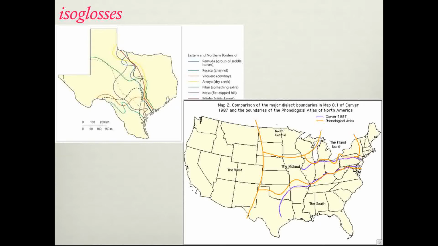Looking at the map on the bottom right, we can see that if we do that all over the United States, we get some general variations of dialect throughout the United States. And it's done in the same way.